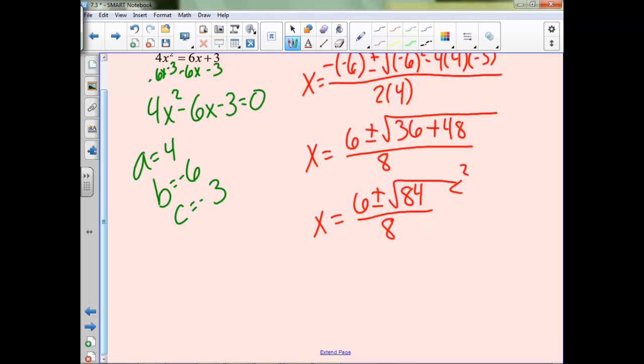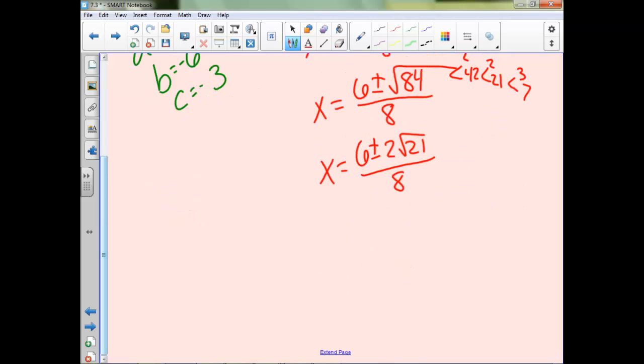84 can be 2 and 42, which is 2 and 21, which is 3 and 7. So I'll have 21. We can factor out a 2, or if you divide everything by 2, it's the same thing. So 6 divided by 2 is 3. 2 divided by 2 is 1, so we just have our square root of 21. 8 divided by 2 is 4.